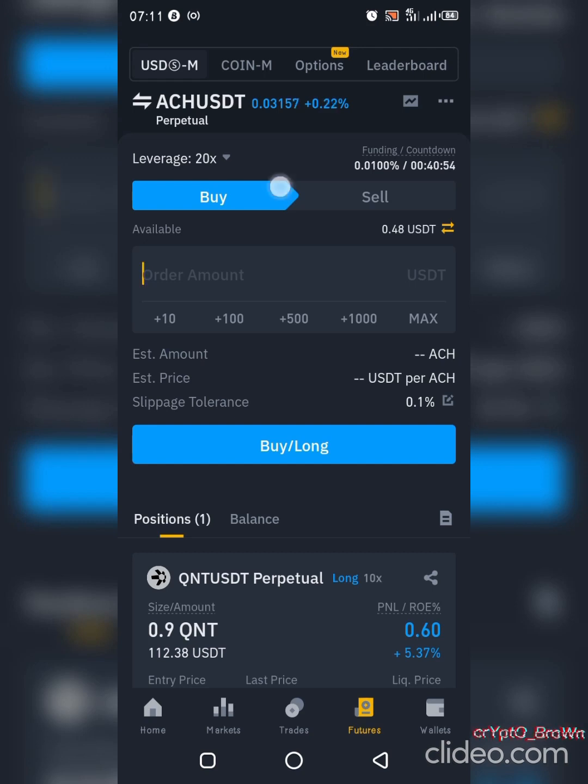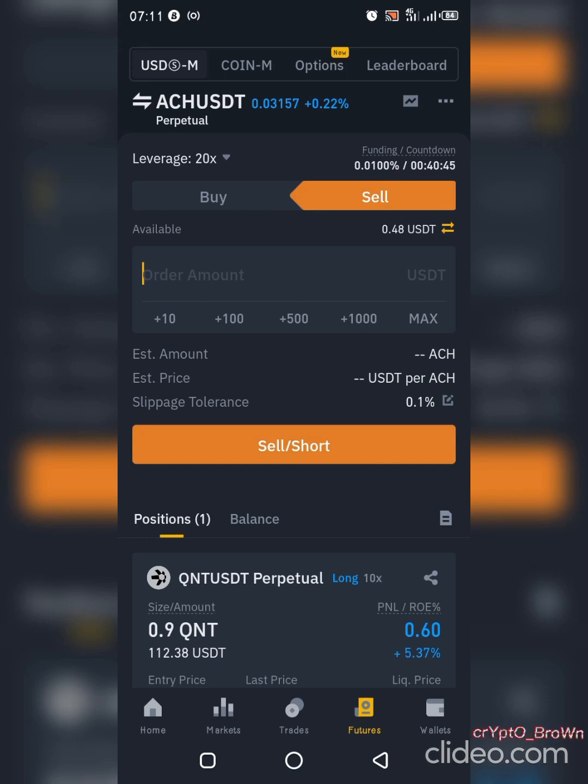Let's continue. Now, the buy is also known as the long. When you say buy, it means long. When you say long, it means buy. The sell means short. When you say sell, it means short. Anytime you say sell, it means short.